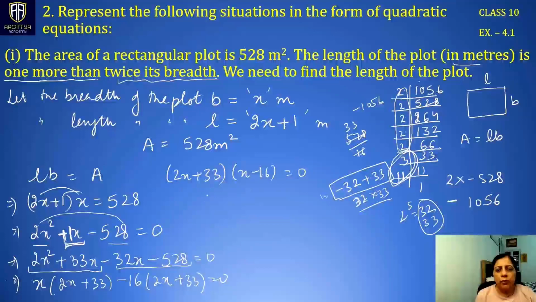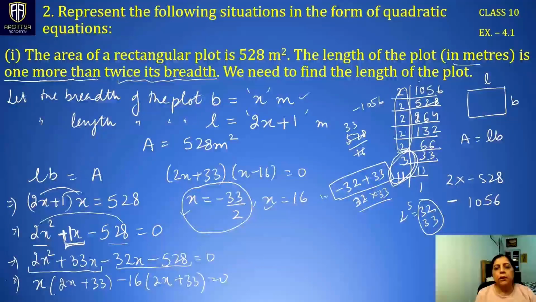So now equating both of the factors to 0, we can get x is equal to minus 33 by 2 or x is equal to 16, right? So we have got the two values of x. Since this is a quadratic equation, we will have two roots or zeros, and we can see that this value of x is negative. We had assumed x to be the breadth of the rectangle. Parameters like length and breadth, they cannot be negative. So leaving this value, we fix our breadth to be 16. So the breadth of this rectangle becomes 16 meters.